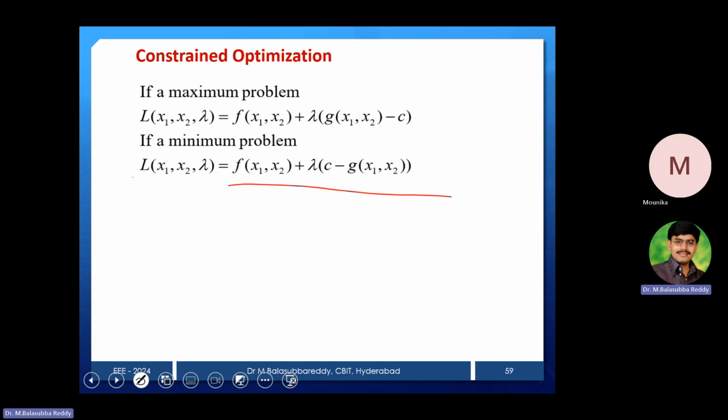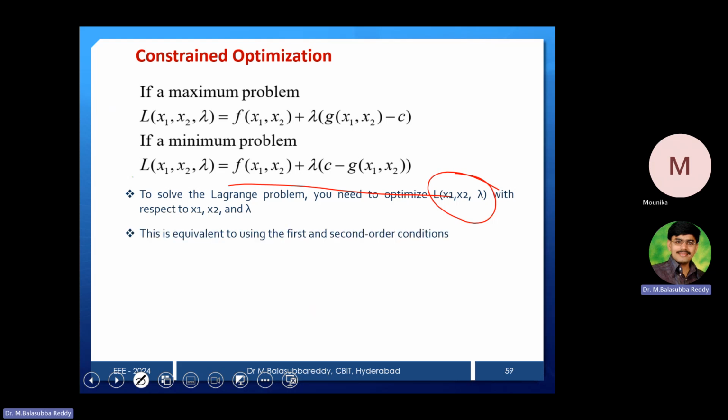So whether it is a minimization or a maximization, using that, we can easily solve our normal problem. Now it becomes an unconstrained problem. So in that case, we need to optimize the variables. Apart from x1 and x2, now lambda also comes into the picture.